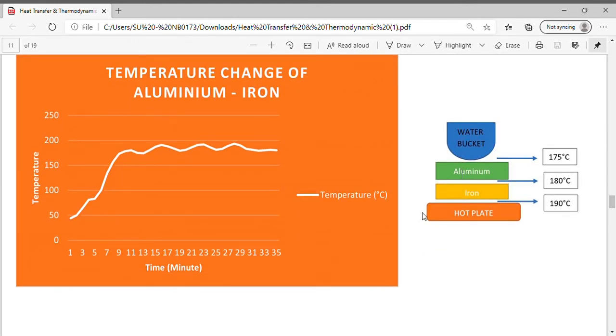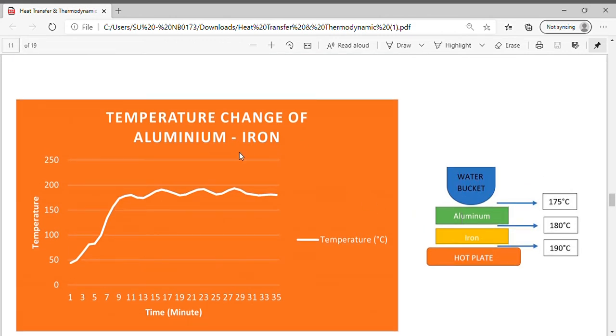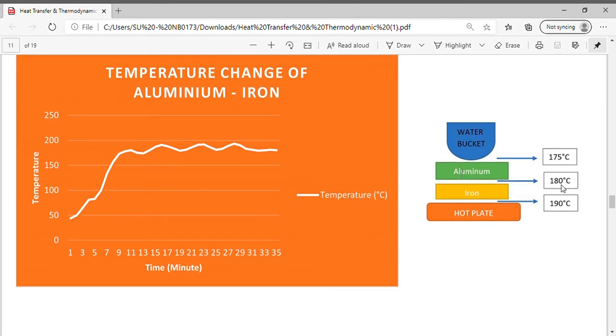And then for the second sandwich, which is the combination of aluminum and iron, we received a steady state temperature for location 2 of 180 Celsius. The graph did not change much compared to sandwich 1, and it reached the steady state temperature at 33 minutes.